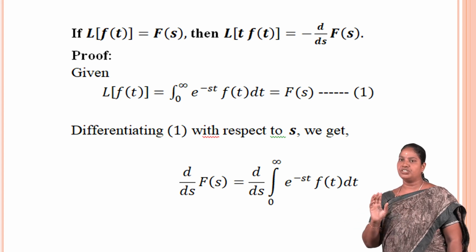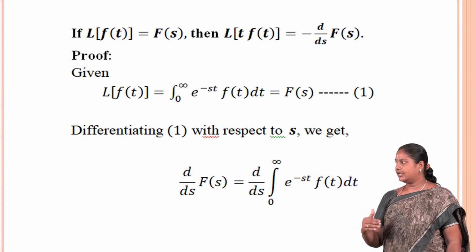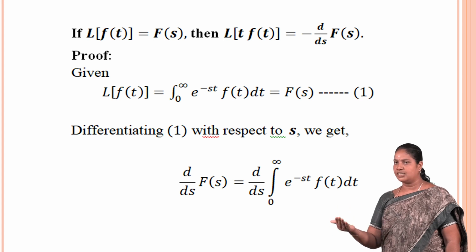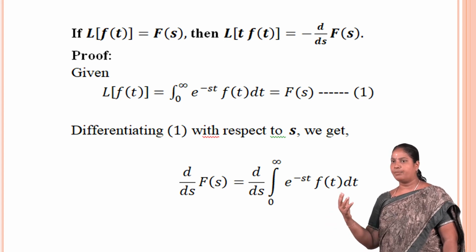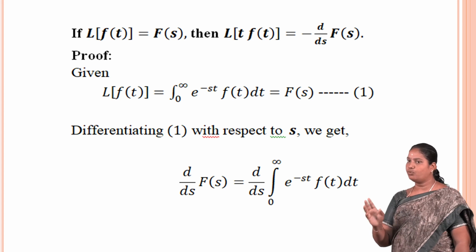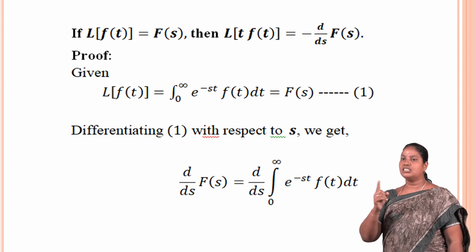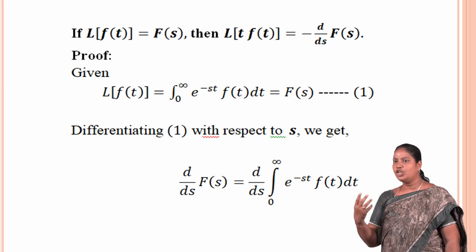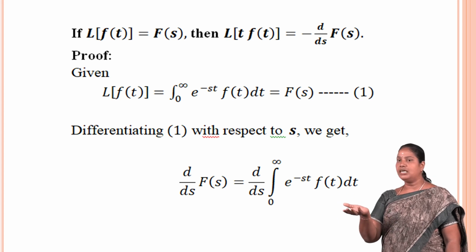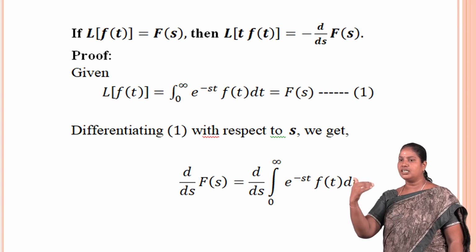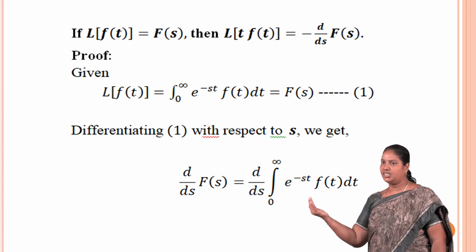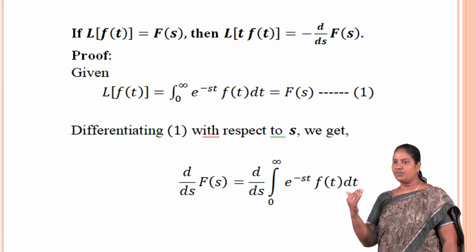So according to the definition, L of f(t) is nothing but the integral from 0 to infinity of e^(-st) f(t) dt, which is equal to capital F of s, denoted as equation number 1. Now let us differentiate this on both sides with respect to s. What will you get? The left hand side will be d by ds of the integral from 0 to infinity of e^(-st) f(t) dt, and the right side becomes d by ds of F(s).